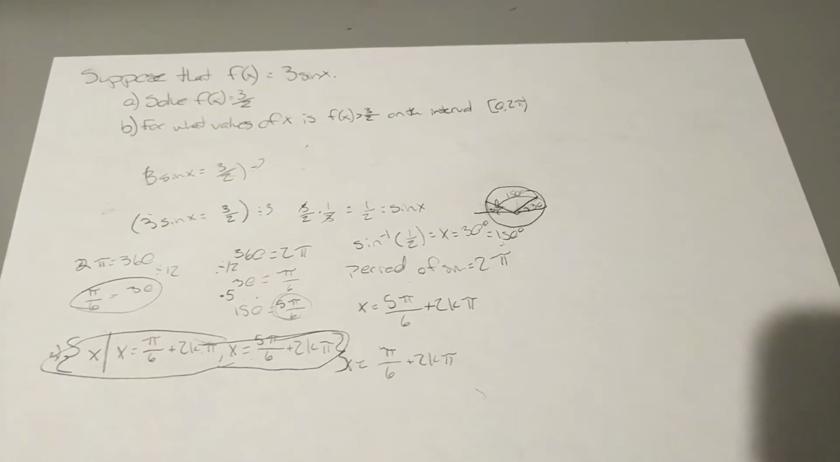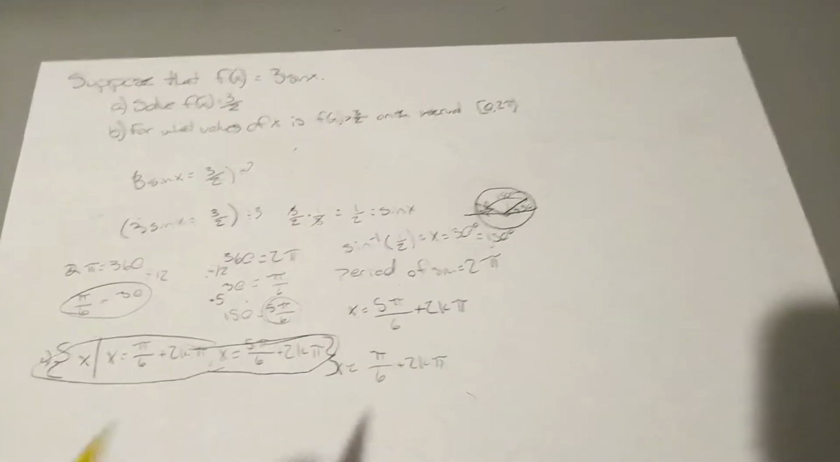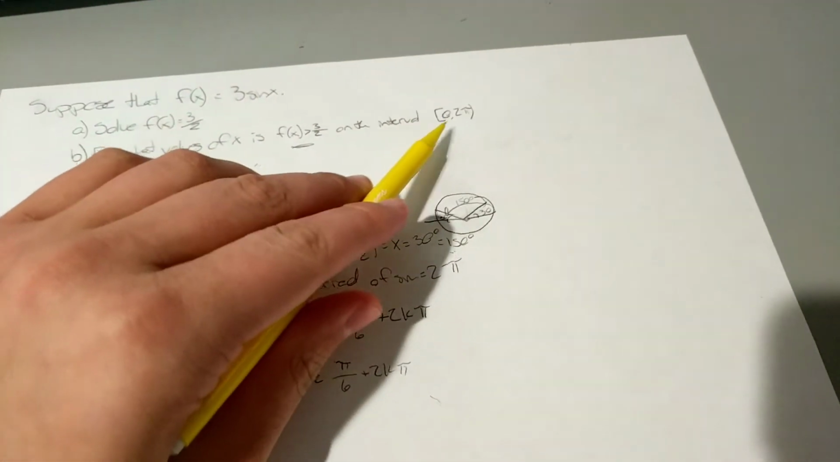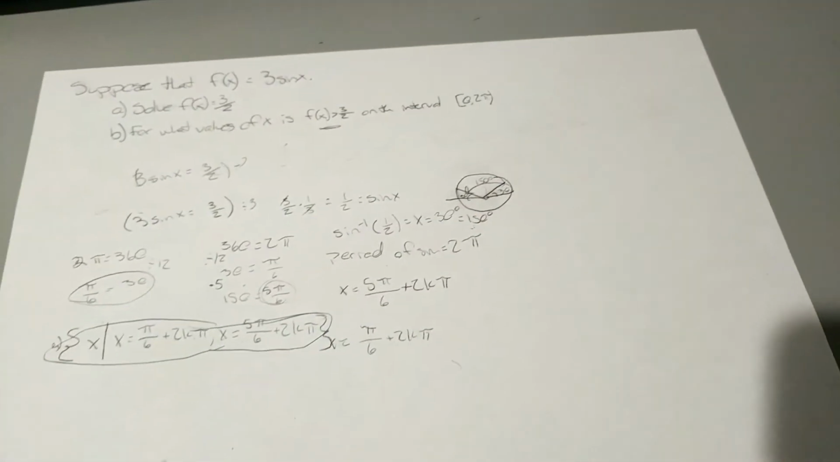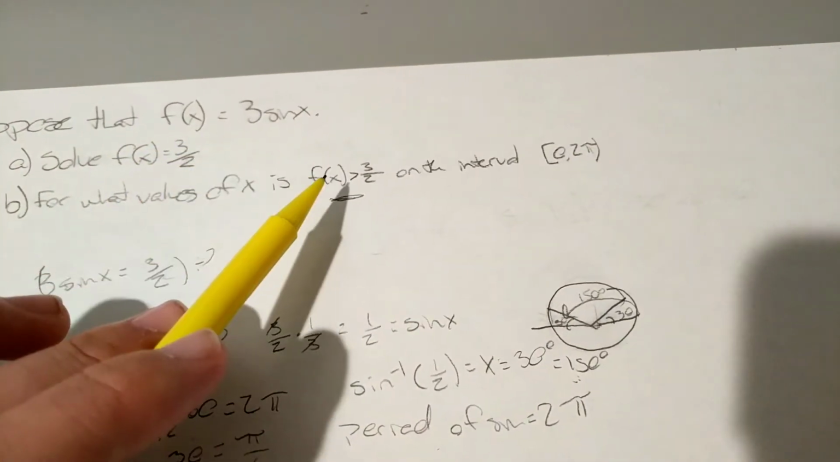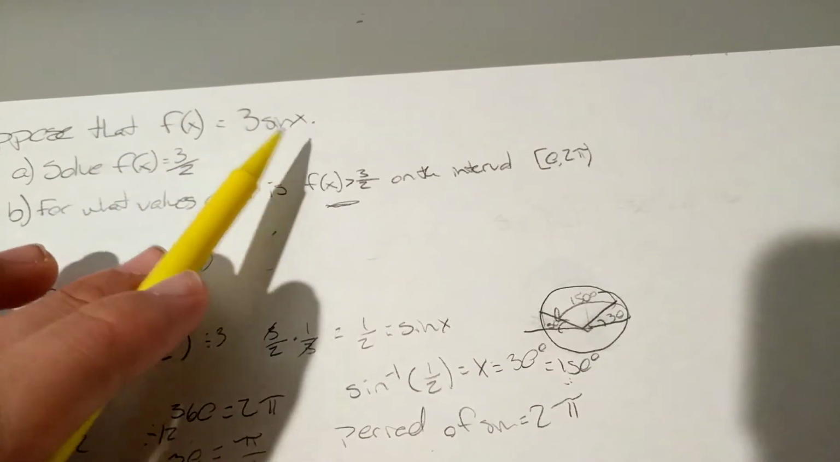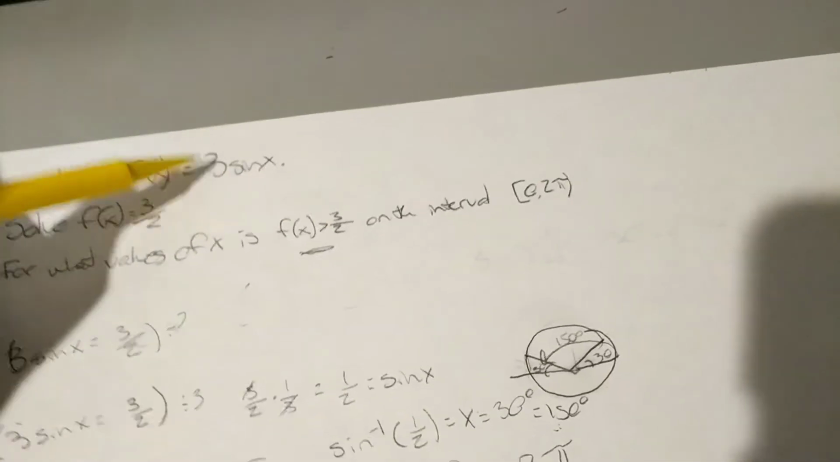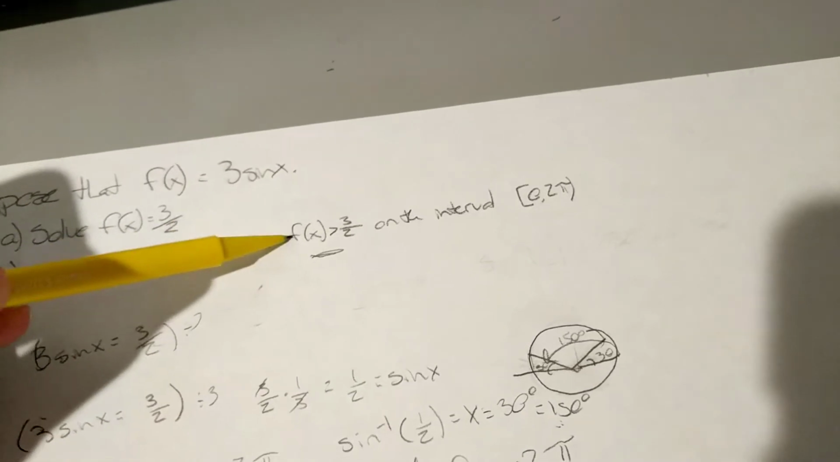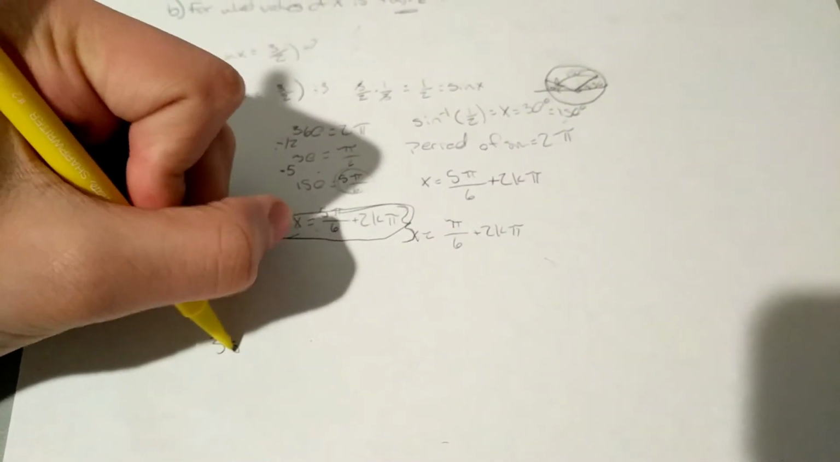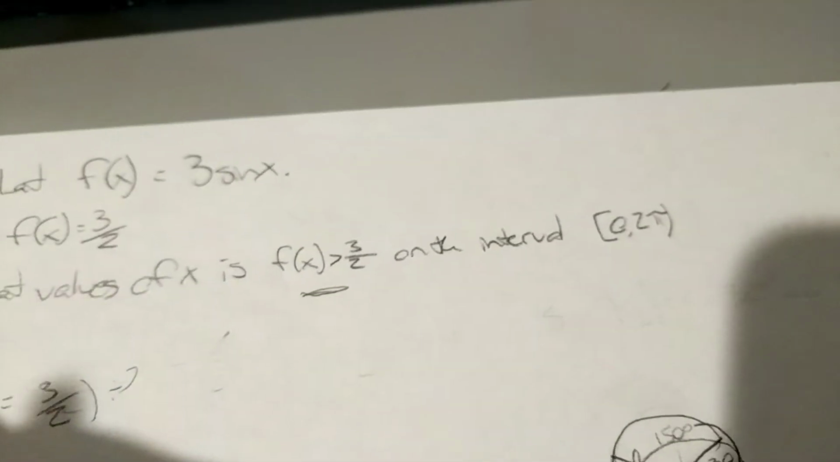Okay, now we're on to B. For what values of x is f of x greater than 3 over 2 on the interval from 0 up to, but not including 2 pi? So this looks a little hard if you just look at this to plug in 3 sine x. But a thing to note is that these two are equal, so wherever it puts one, I can just write the other. So I'm just going to write 3 sine x in place of f of x.